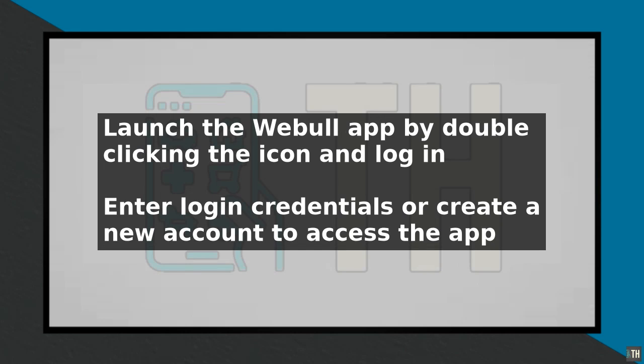Make sure your Mac meets the system requirements for Webull, which includes macOS 10.13 or later, 4 GB of RAM, and a 64-bit processor. By following these steps, you can easily download and install Webull on your Mac. Remember to always download software from the official website to ensure you are getting a safe and legitimate copy of the app.